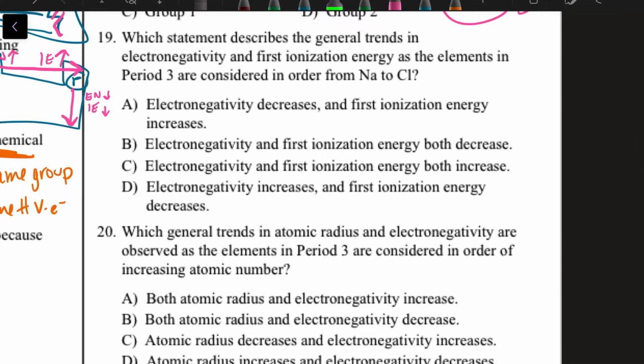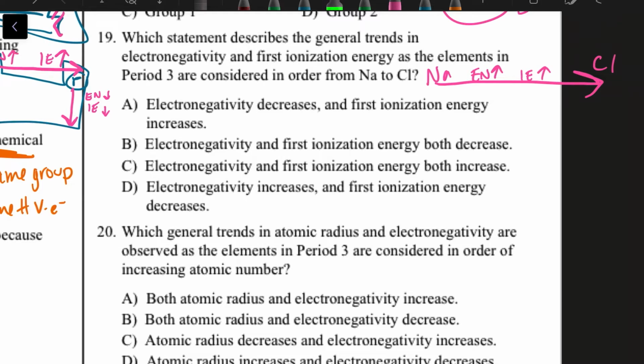Okay, number 19, which statement describes the general trends in electronegativity and ionization energy as the elements in period 3 are considered from Na to Cl? So we are moving across a period, and periods are the rows, groups are the columns. So you have Na, you have Cl over here. So we're moving closer and closer to fluorine, so therefore electronegativity is going to increase. And ionization does the same thing. Because again, the more you want an electron, the more electronegative you are, the harder it is to remove that electron. So therefore it takes more energy.